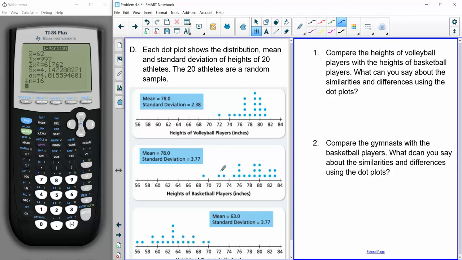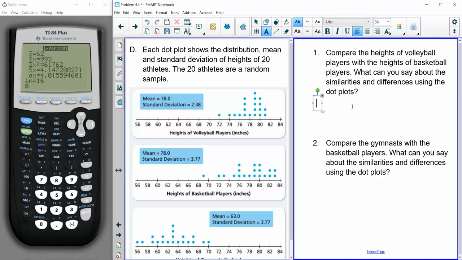Volleyball players and basketball players. Well, they're all very tall. In fact, they have the same mean. But notice that the volleyball players are closer to the same heights, whereas the basketball players are more spread out. And the standard deviation is the measure of how spread out the data is. So let's write something down here first, and then I'll go more into that.